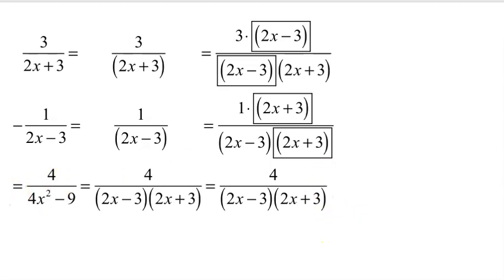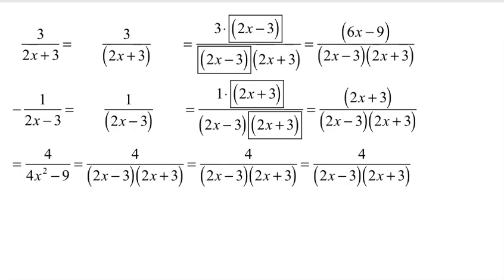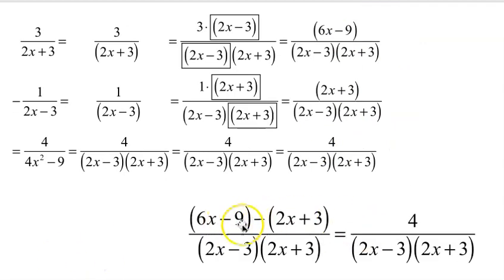Distributing, we get 3 times 2x is 6x, minus 3 times 3 is 9. 1 times 2x plus 3 is, of course, 2x plus 3. So now I get this fraction minus this fraction equals this fraction. This fraction minus this fraction, they have a common denominator, so I can write it as a single fraction and say 6x minus 9 minus 2x plus 3 over all this equals 4 over all that.